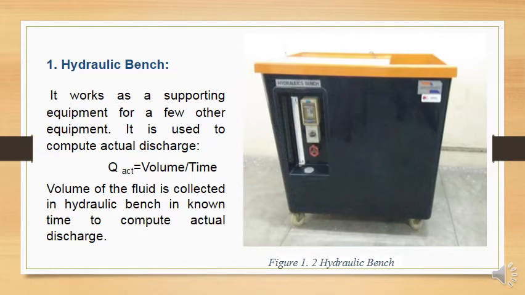So we are going to start with the description. The first machine placed in the fluid mechanics lab is the hydraulic bench. It works as supporting equipment for a few other equipments. It is used to compute the actual discharge, Q, actual volume over time. If fluid is flowing, maybe oil, maybe water, its flow is very important to determine. In fluid mechanics, this word flow will be discussed again and again. Technically, the flow is called discharge.